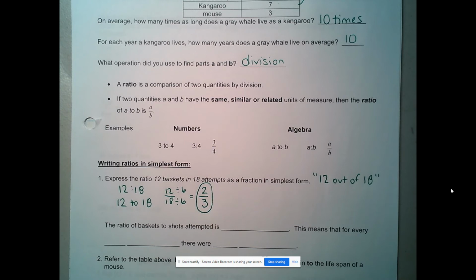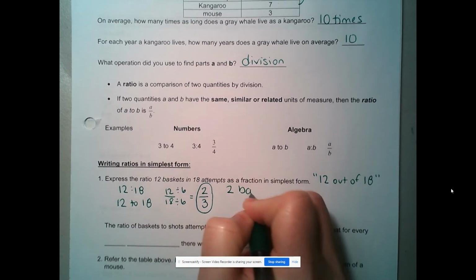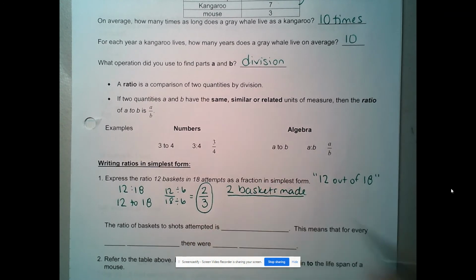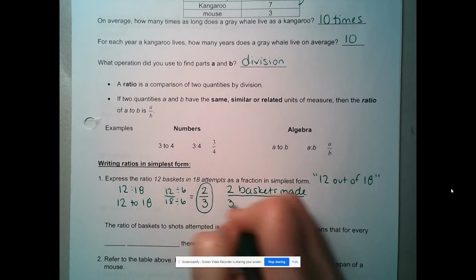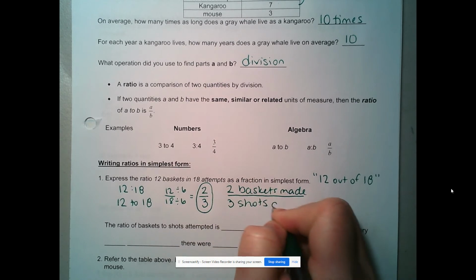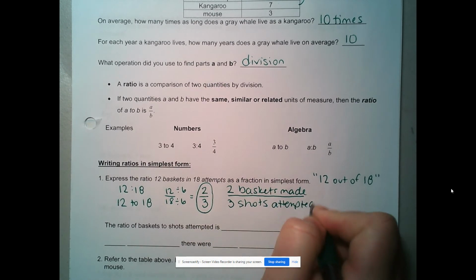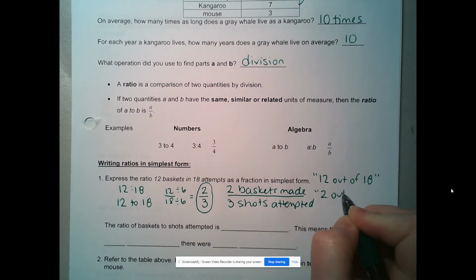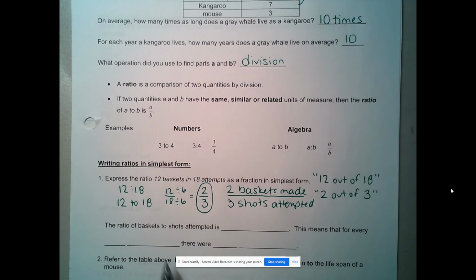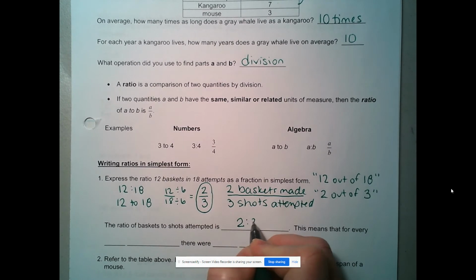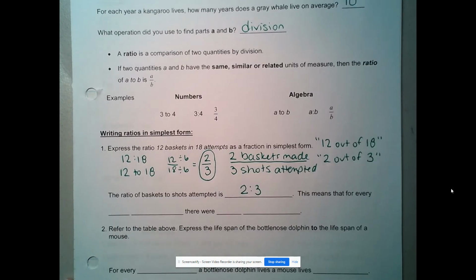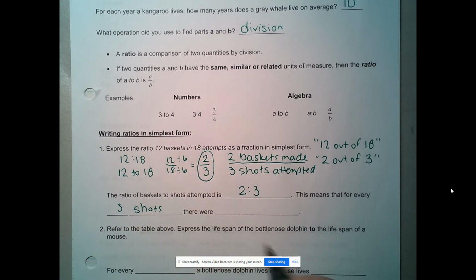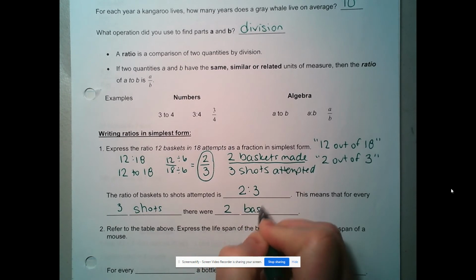What does that actually mean? It means 2 baskets made out of every 3 shots attempted. Or we can say 12 out of 18 is equivalent to 2 out of 3. So the ratio of baskets is a 2 to 3 ratio. That's really good. This means that for every 3 shots, there were 2 baskets.